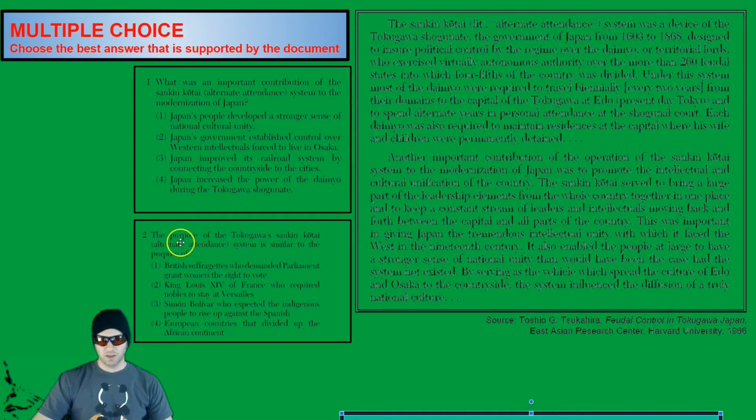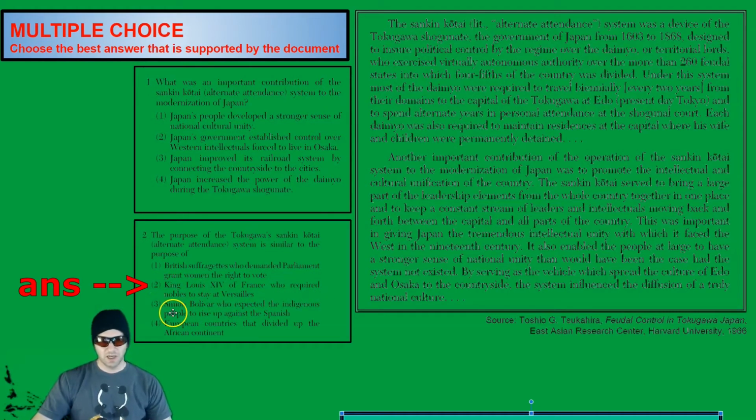Great. The purpose of the Tokugawa's alternate attendance system is similar to the purpose of, well, I already know that we compare Louis XIV and the nobles living in Versailles, the palace. So I already know that's going to be the answer. It could be something else. Let's look. 1, the British suffragettes who demanded Parliament grant women the right to vote. No, the suffragettes want women to have the right to vote. The Tokugawa alternate attendance is the leadership trying to control the daimyo. Nothing similar there. King Louis XIV of France, who required nobles to stay at Versailles. That's the answer. The end.